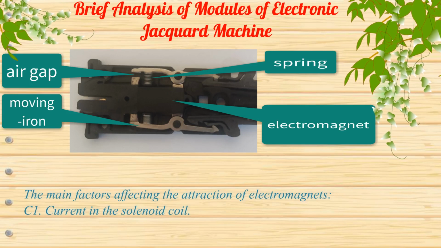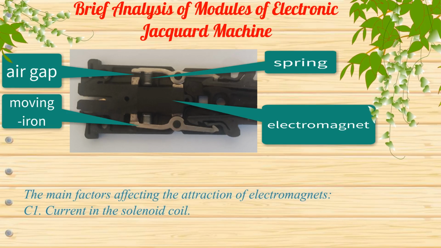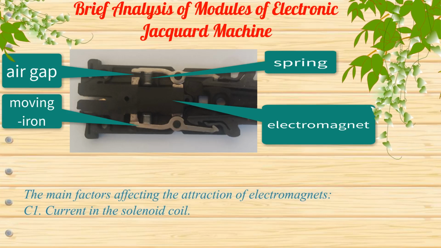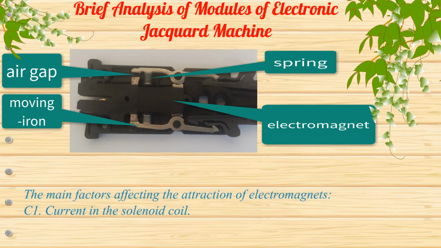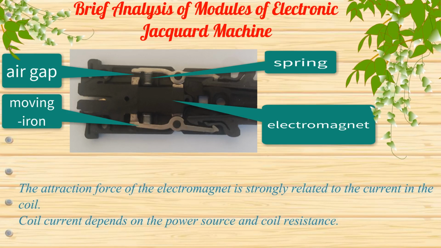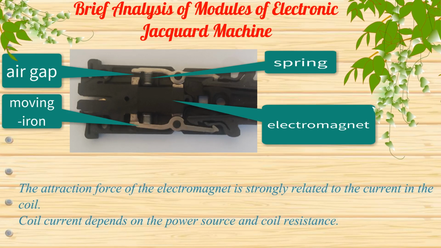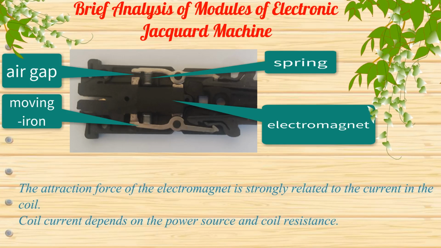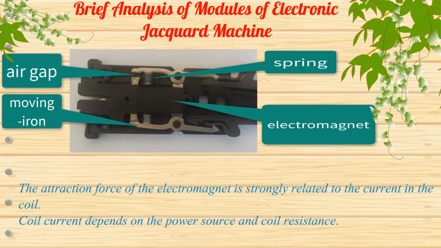The main factors affecting the attraction of electromagnets. C1. Current in the solenoid coil. The attraction force of the electromagnet is strongly related to the current in the coil. Coil current depends on the power source and coil resistance.